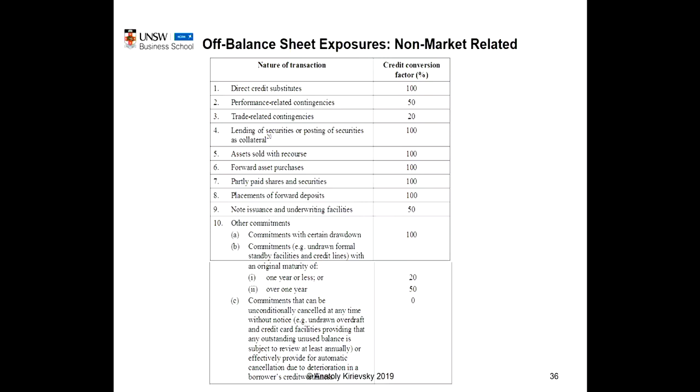Assets sold with recourse. What's recourse? Again, it's old banking terminology. Has anyone heard about it? With recourse or without recourse? Recourse and non-recourse. Imagine I sell your car with no recourse, meaning that if it breaks, it's your problem. You have no recourse back to me. Whereas if I sell something with recourse, it means if it doesn't work, you can bring it back to me.